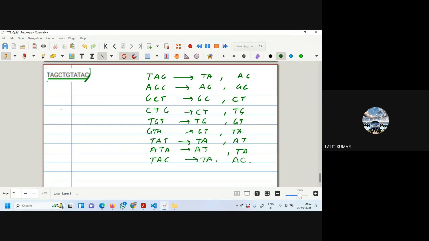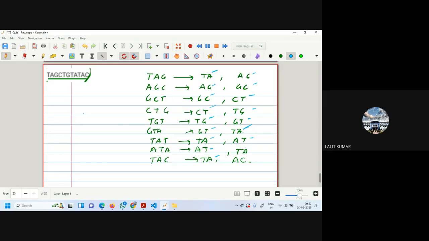Now, from here only we know what the starting prefix will be, which should not be a suffix anywhere in this. So we start from here and check this. TA is there, AG is there, GC is there anywhere, CT is there, TG, GT, TA, AT, TA. So this is like a circular, so we can start from anywhere.